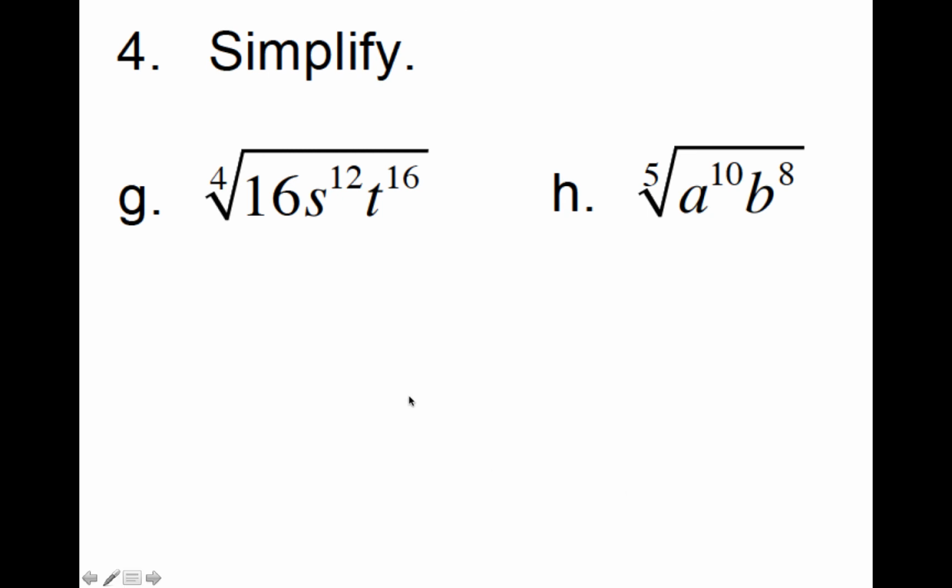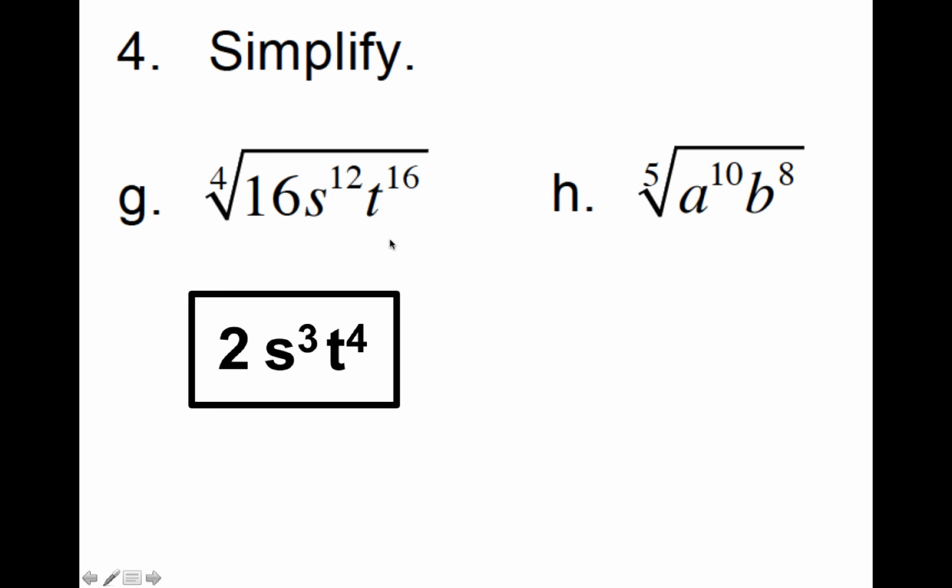Okay, number 4, we're going to continue to simplify. So we have the 4th root of 16. So what number to the 4th power is 16? Well, this one does go in evenly. It's just 2. How many groups of 4 are in 12 s's? Well, there's 3 groups. How many groups of 4 are in 16 t's? Well, that would be 4 t's. Notice nothing's left inside, so that's our answer.